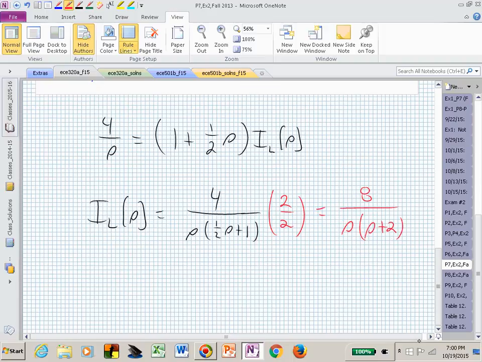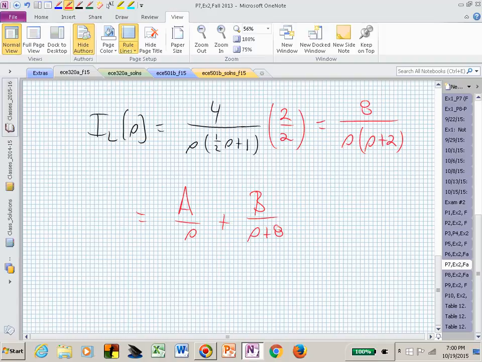Now, does that look like something you can inverse Laplace transform? That should feel warm and fuzzy by this point. This now says that I have A over s plus B over s plus 2. And all you have to do is find A and B, and then you know that I sub L of t is A plus B e to the minus. Where did that 8 come from? Somebody's communicating wrong here. Yeah, it's probably this person right here. I'm keyed in on the wrong person. This was 2.